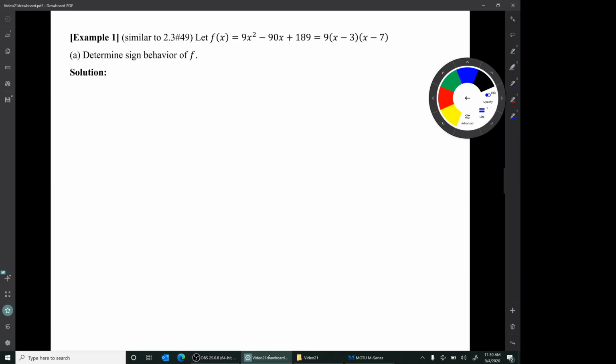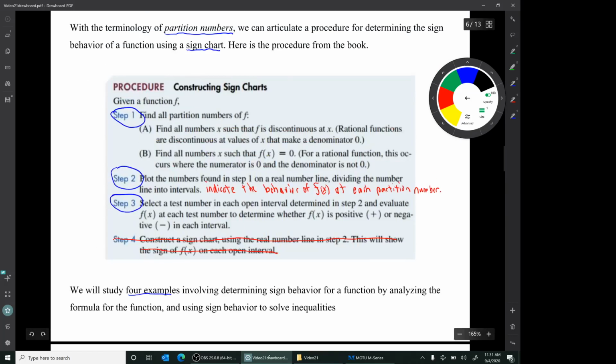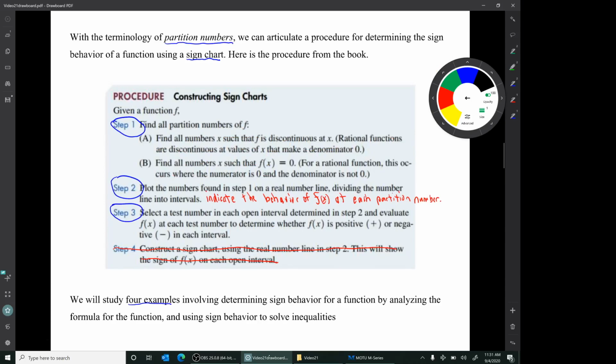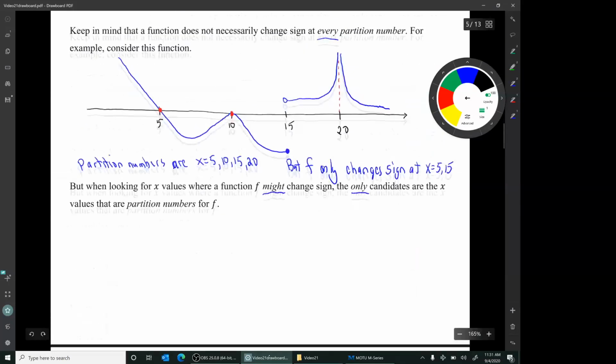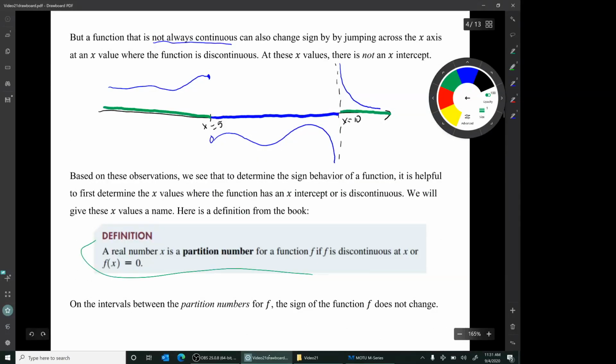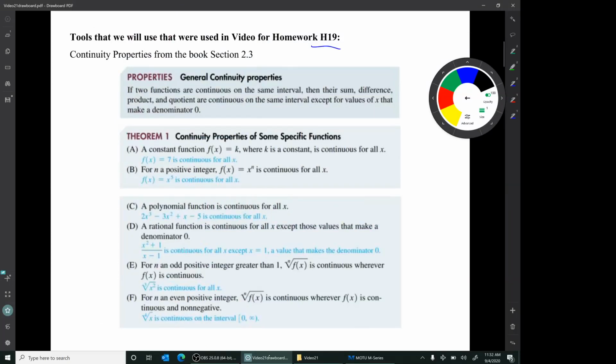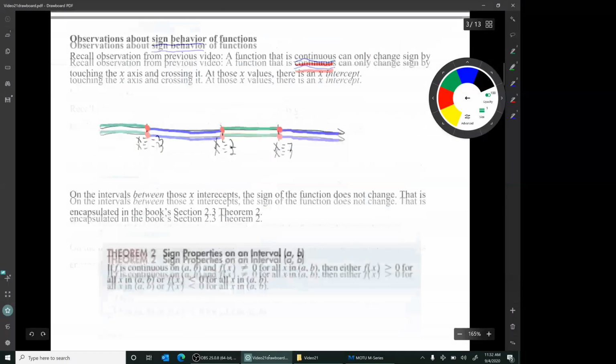Our first example is this one. Let f of x be this polynomial function. Now here's the standard form. Well, our first job is to find the partition numbers. Step 1 is to find all the partition numbers of the function. Now remember what partition numbers are. Partition numbers are x values where the function is discontinuous or where the y value is 0. Now remember something else. Polynomial functions are continuous for all x values.